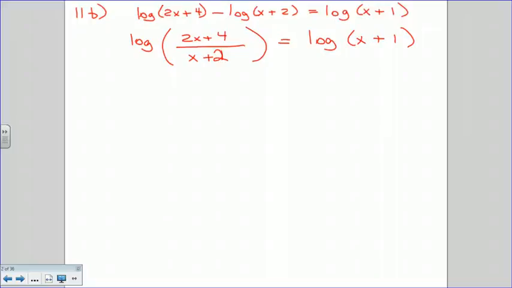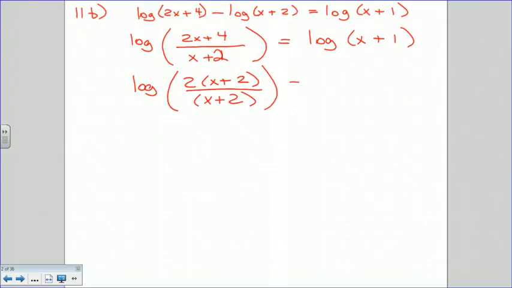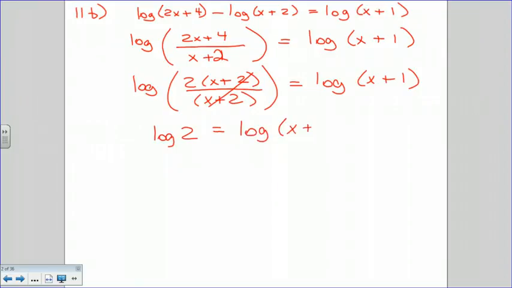You guys know why this is, right? Because of the quotient law, m over n. You have to factor out the 2, right? You could. That'll make life easier, won't it? So that becomes 2x plus 2 over x plus 2. I didn't even see that right away. That definitely makes this one easier to deal with. So that's log of 2 equals log of x plus 1.